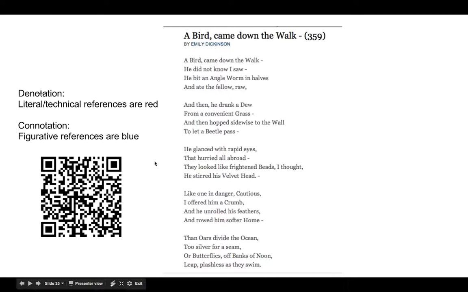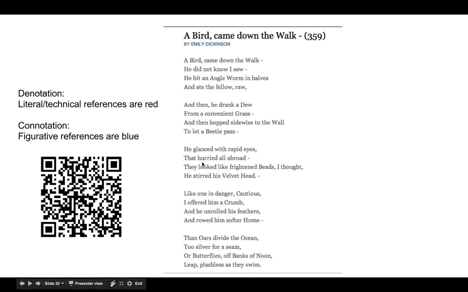Okay, so I'm going to read it first to you, and then we'll go back and talk about what you would underline in blue. It says, a bird came down the walk, he did not know I saw. He bit an angleworm in halves and ate the fellow raw. And then he drank a dew from a convenient grass, and then hopped sideways to the wall to let the beetle pass.